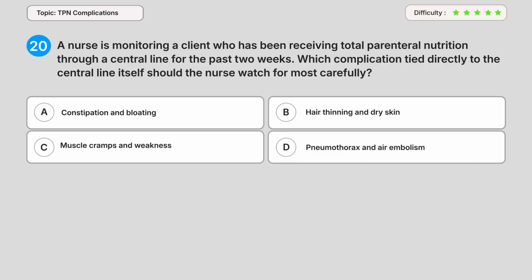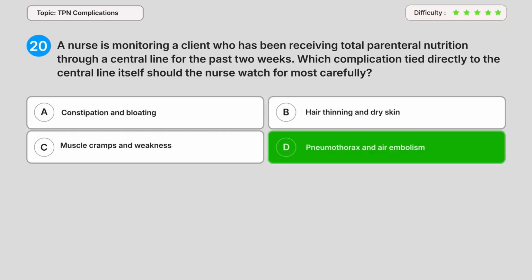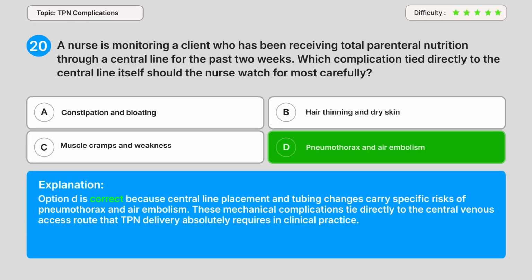Correct answer, D. Pneumothorax and air embolism. Explanation. Option D is correct, because central line placement and tubing changes carry specific risks of pneumothorax and air embolism. These mechanical complications tie directly to the central venous access route that TPN delivery absolutely requires in clinical practice.